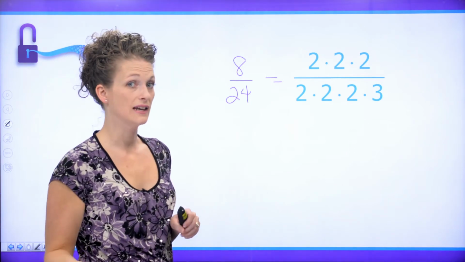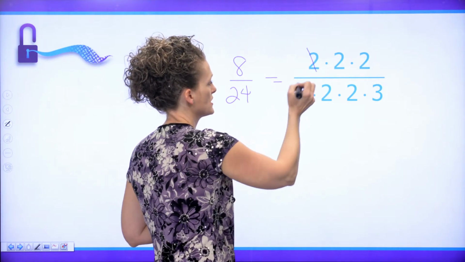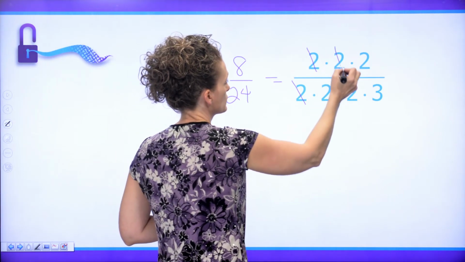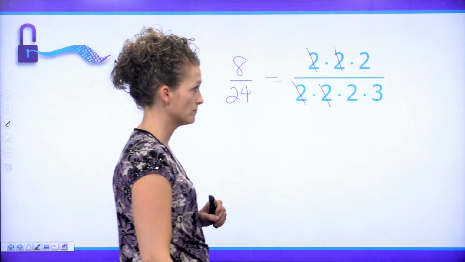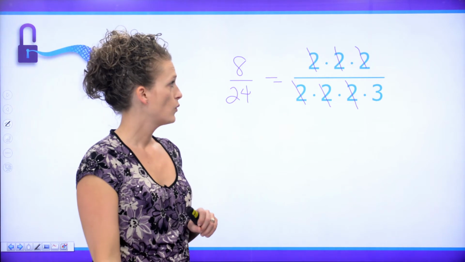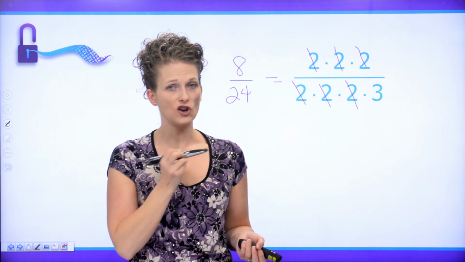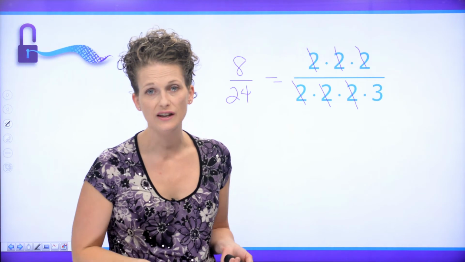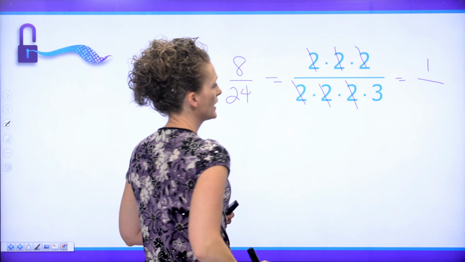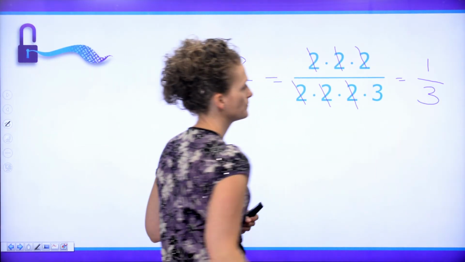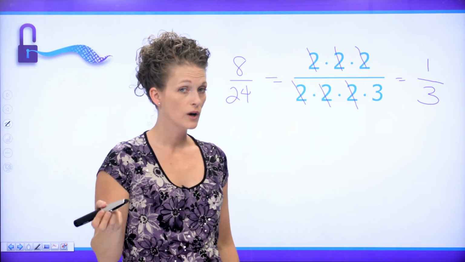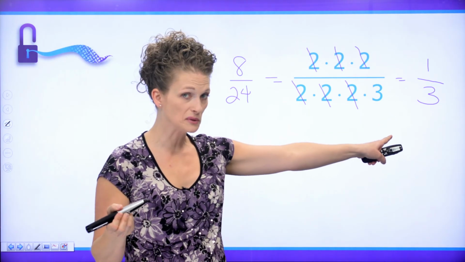So now we're going to cancel off. We have a 2 on the top and a 2 on the bottom. That's the same as 2 divided by 2, which is 1. And here we have 2 divided by 2, which is 1. And here we have 2 divided by 2, which is also 1. Well, the top is all canceled off. Does that mean I have nothing there? No, it means that you have 1. And what's left on the bottom is 3. So we have 8 over 24 is equivalent to 1/3. And that is as simple as we can make it.